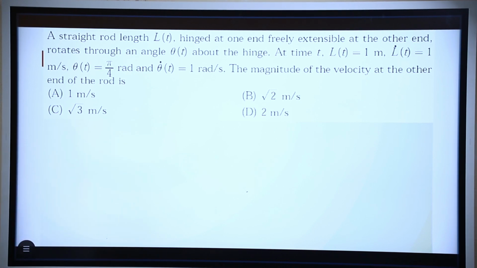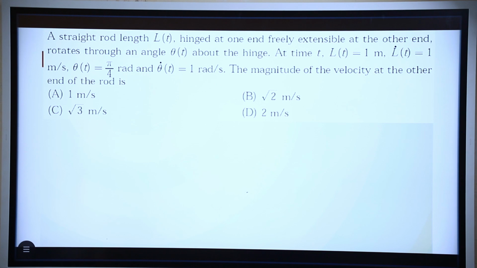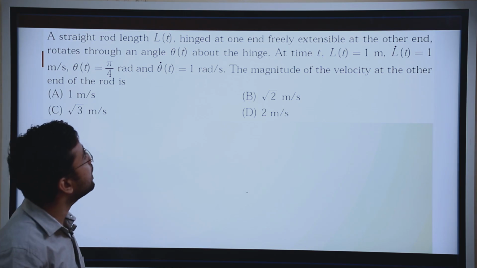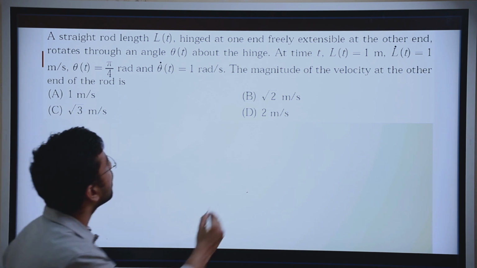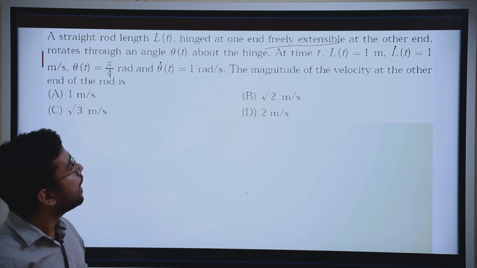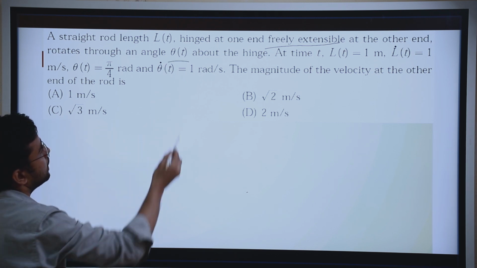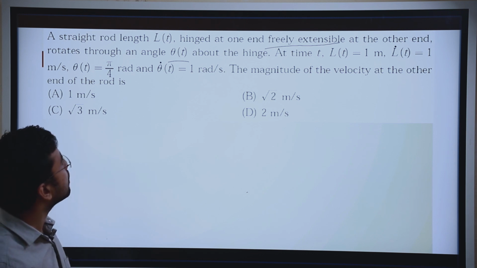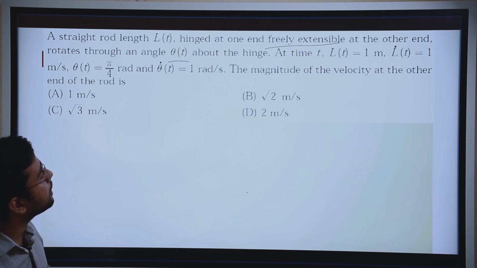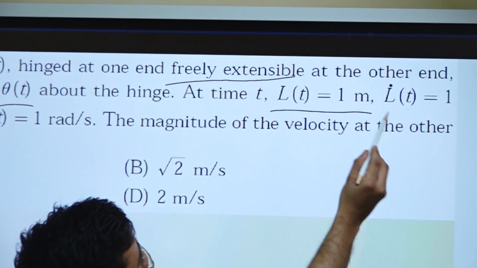We have this question, which is also a GATE question from last year. Let us read the question first. A straight rod of length L(t), hinged at one end, freely extensible at the other end, rotates through an angle of theta(t). This term is something new. Theta t is the angle about the hinge. At the time t, L(t) is equal to 1 meter.